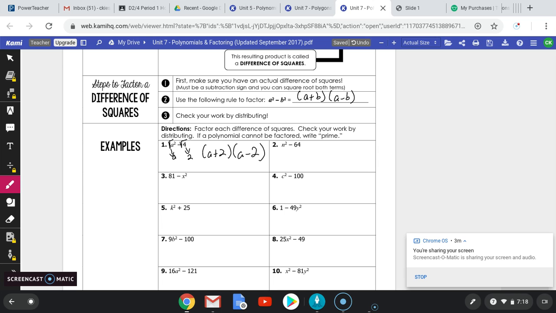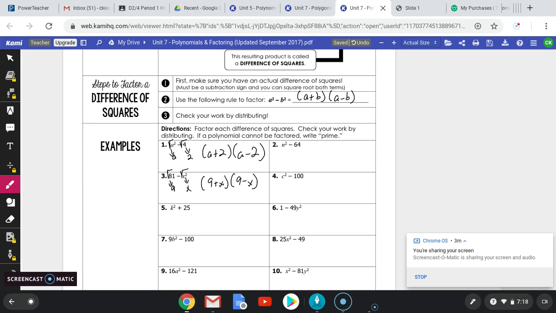Let's look at another one, number 3. 81 minus x squared. I'm going to check. There's a minus sign. And is each term a perfect square? Yeah. 81 is a perfect square. X squared is a perfect square because I'm able to take the square root of each term. I get 9 for that, and I get x here. So my factored form would be 9 plus x, 9 minus x.